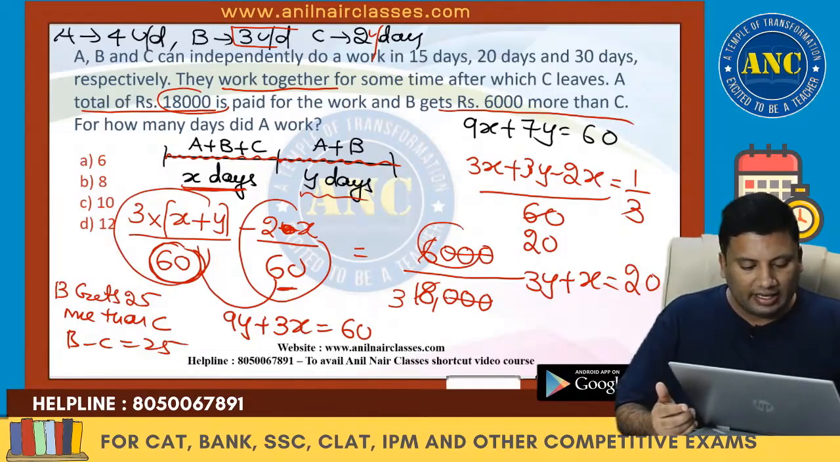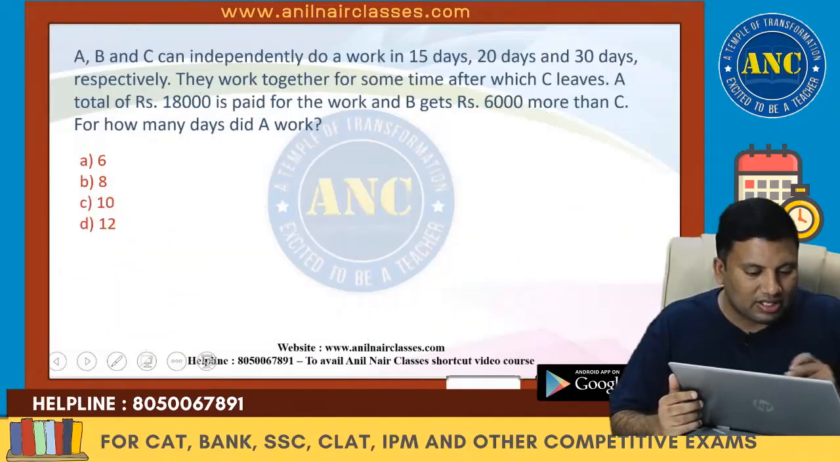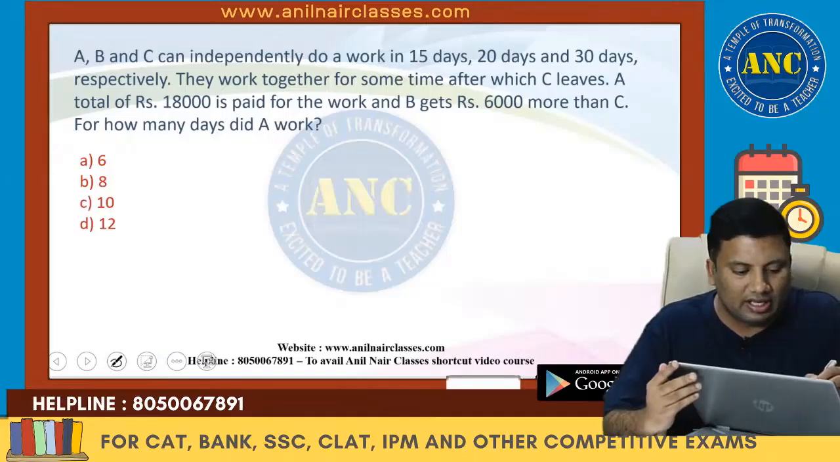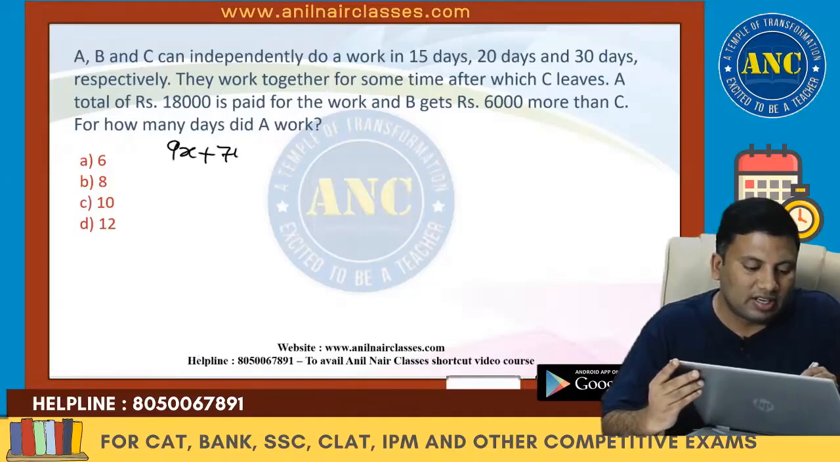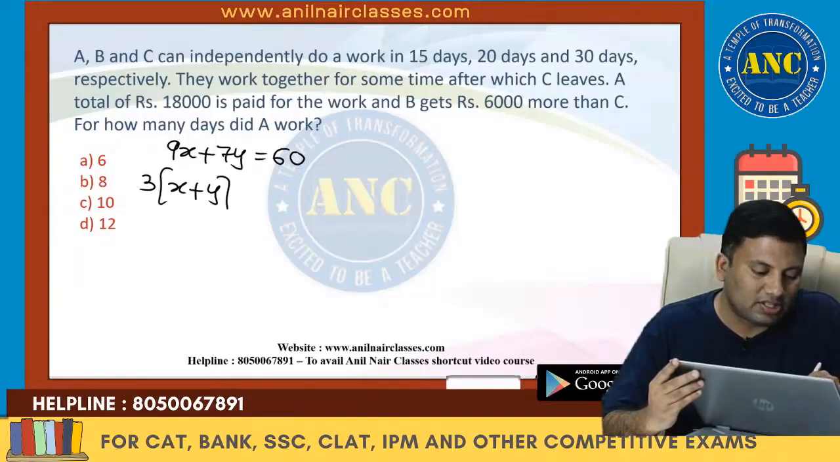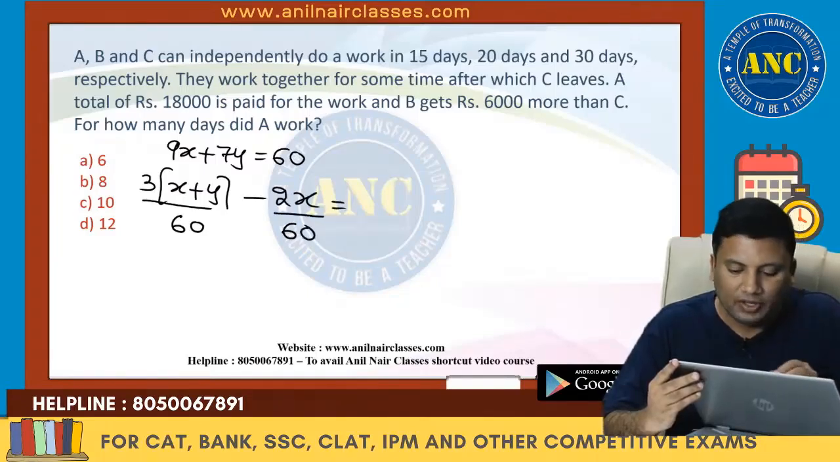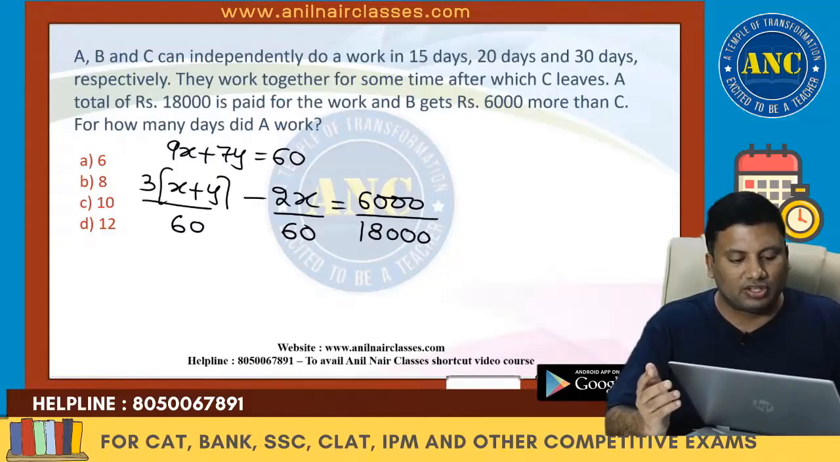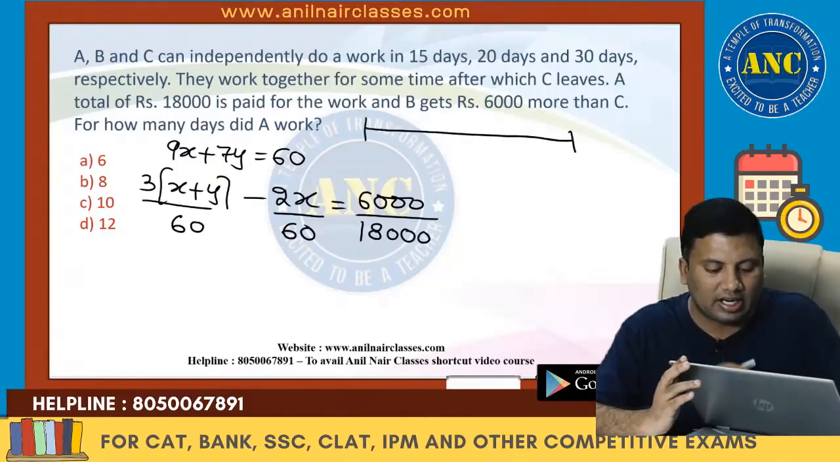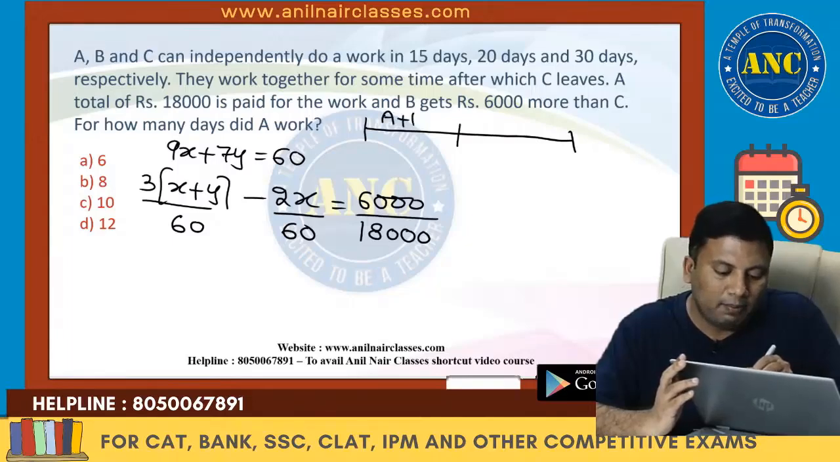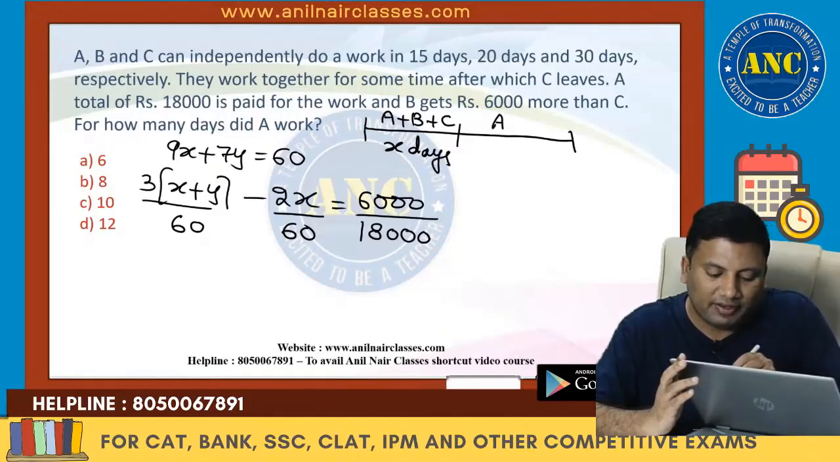I hope the idea is clear. So I will write down the equation a little neatly here. First equation is 9x plus 7y equivalent to 60. Second equation is 3 into x plus y by 60 minus 2x divided by 60. He gets 6,000 more than 18,000. This is the equation. How did you get this equation? If you understand the diagram, it will be clear. A, B and C will work for x days. Then C left. A and B will work for y days.